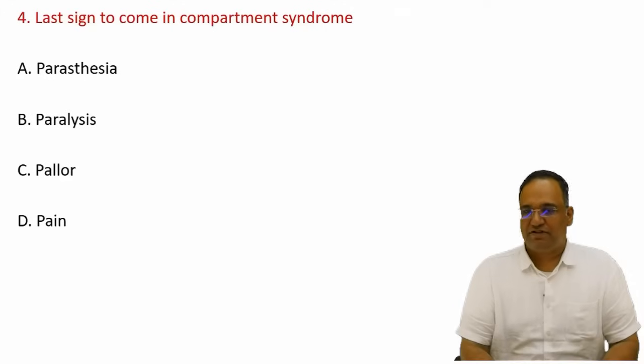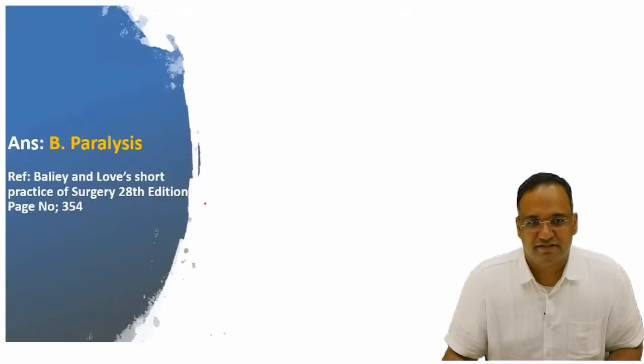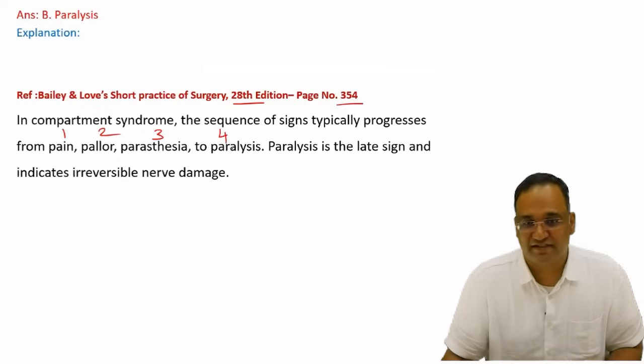The last sign to come in compartment syndrome: the right answer for this question is paralysis. Yes. Bailey and Love 28th edition, page number 354, very clearly says that in compartment syndrome the sequence of signs typically progresses from pain, number 1, pallor, paresthesia, to paralysis, which is last.